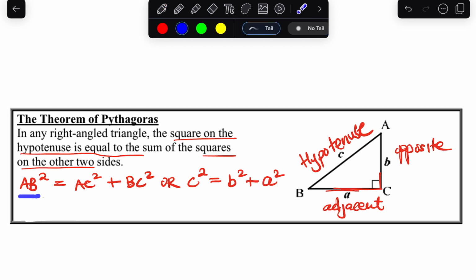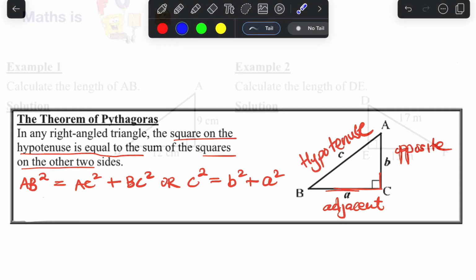The square of the longest side is equal to the sum of the squares of the other sides. Now for these ones, we use the small letters here. So it depends on what you're looking for. Always it's going to be like this.